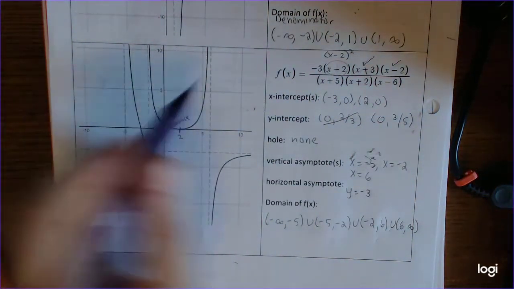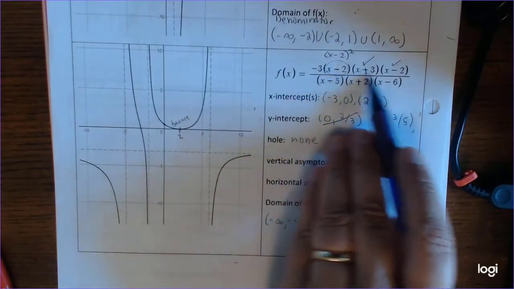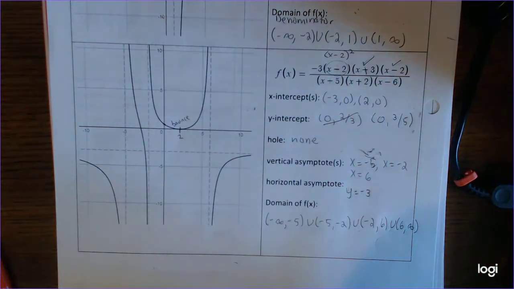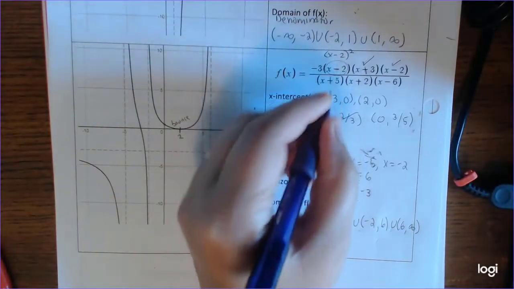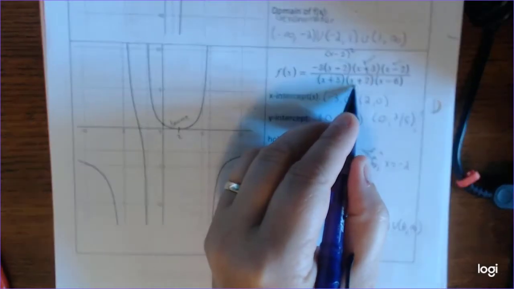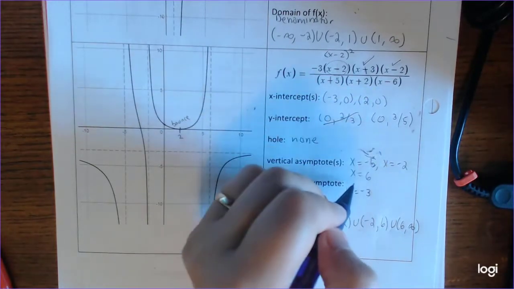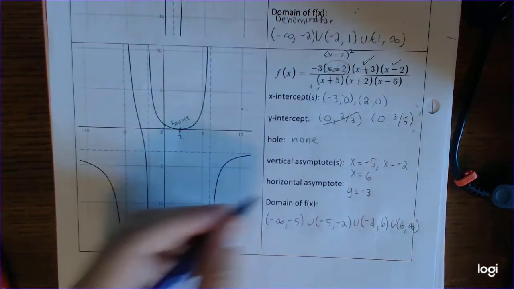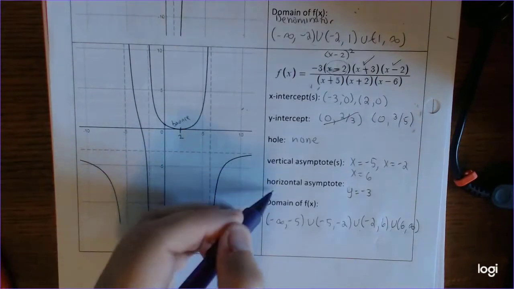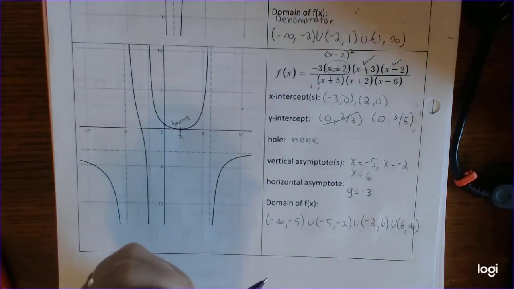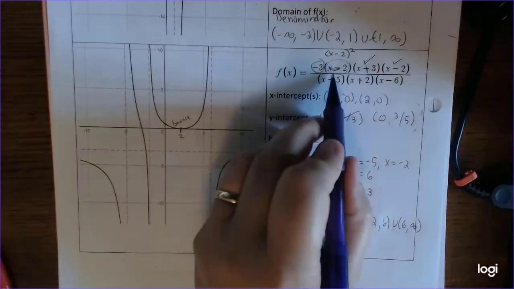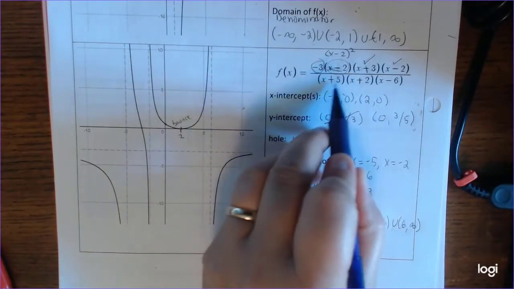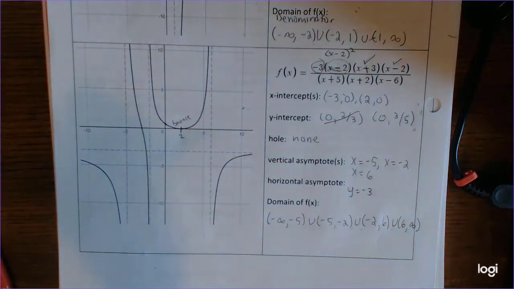There is no hole. Notice that nothing canceled. None of the factors canceled, so therefore no hole. There are 3 vertical asymptotes: one from this denominator's factor, negative 5, this one, x equals negative 2, and this one, x equals 6. The horizontal asymptote, you can see right here, and we haven't talked about where that comes from yet. See that negative 3 in the top there? And the degree is 1, 2, 3 over degree 3. That's where that horizontal asymptote comes from. We'll talk more about that.